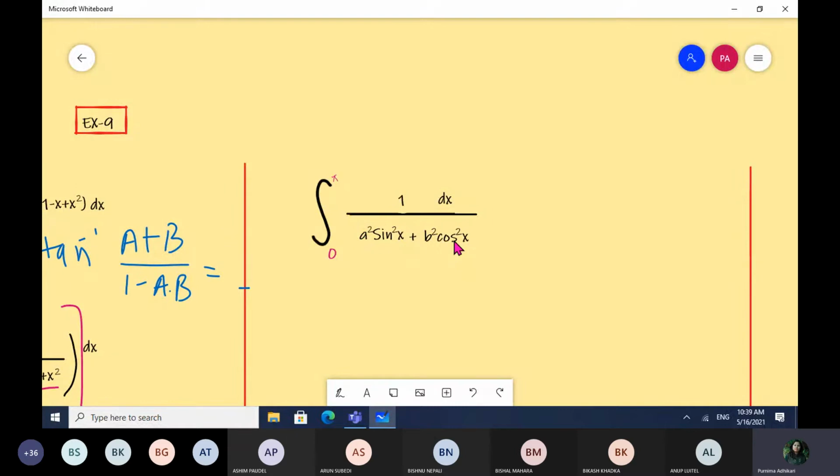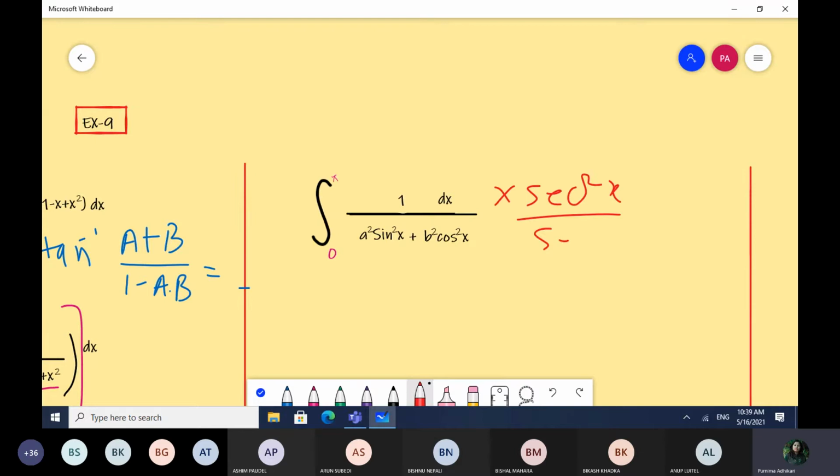Yes, exactly, you will multiply numerator as well as denominator by sec square x. What were your steps? Multiply numerator and denominator by sec square x. Then you will convert everything in the denominator in terms of tan square x, or tan theta. And then what is your next assumption?